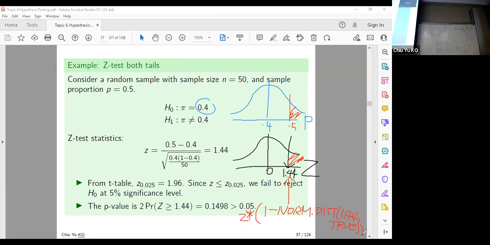But you can also do it the other way around: do the test statistic, and look at both tails, 2.5% each, whether you reject or not. And we know that's 1.96. And it is far beyond here, so we reject.